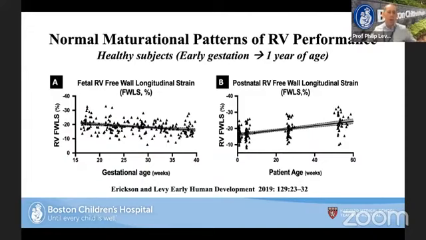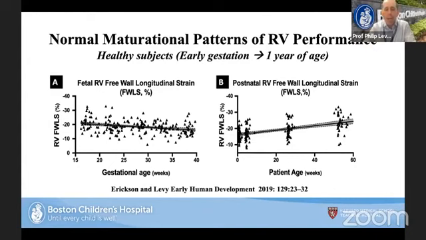So the first thing we did a long time ago is we looked at natural patterns, and this is an example of the right side of the heart. What happens with the right ventricle over time? We learned in the fetal stage that the function actually goes down as the PVR goes up. And when healthy term infants are born, the PVR drops, and right ventricle function, as assessed on the y-axis in figure B as a strain measurement, free wall longitudinal strain, improves.